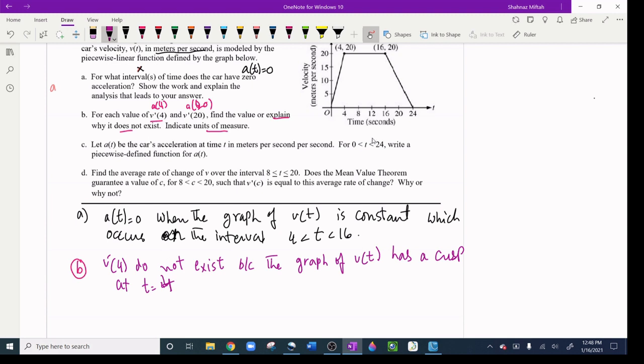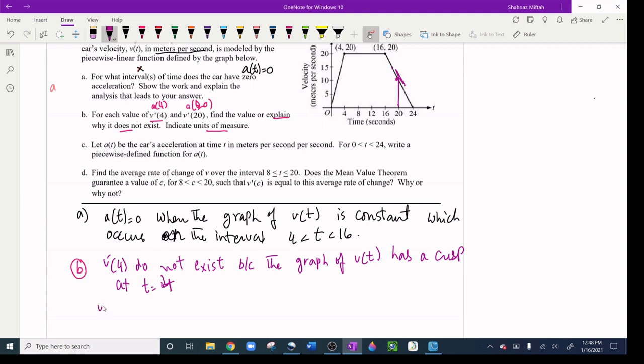What is v prime 20? So 20 is right here. When I draw a tangent line, it's negative. You can tell the tangent line on this v of t line is exactly the slope of the line, and this one should be exactly the same because they are parallel lines.